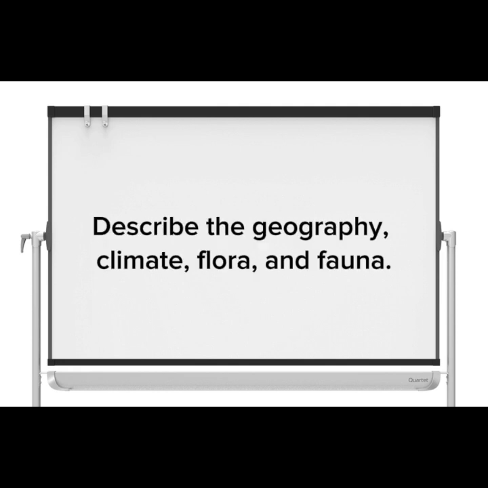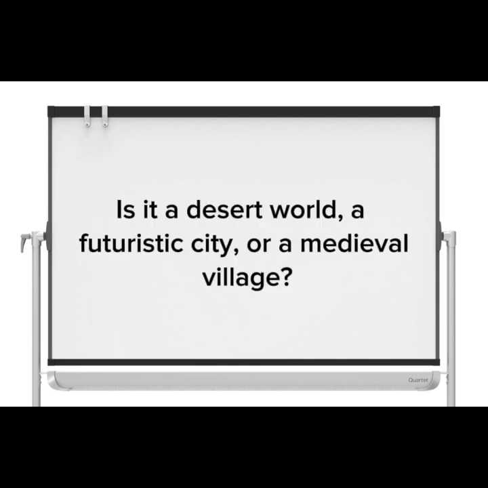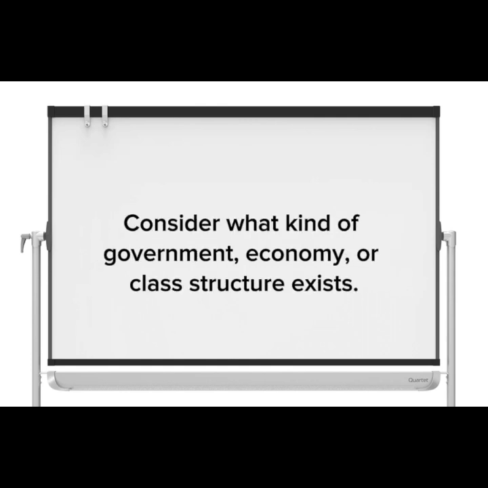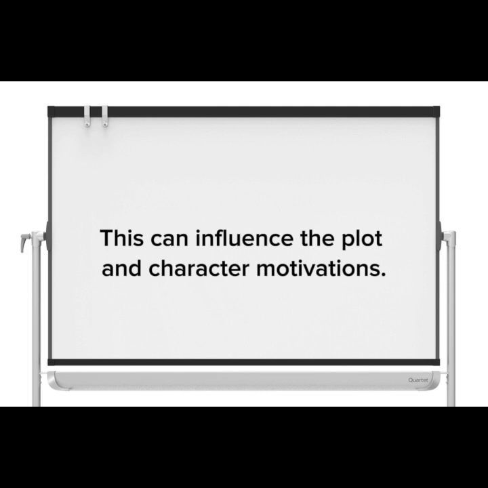1. Physical environment. Describe the geography, climate, flora, and fauna. Is it a desert world, a futuristic city, or a medieval village? 2. Social and political systems. Consider what kind of government, economy, or class structure exists. This can influence the plot and character motivations.